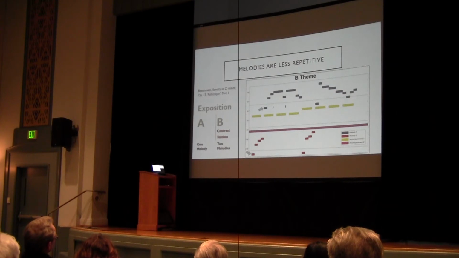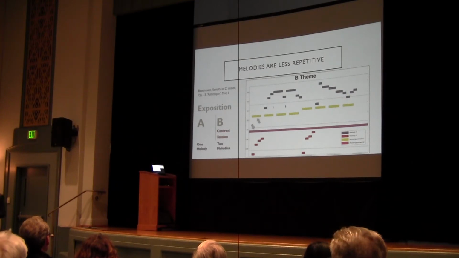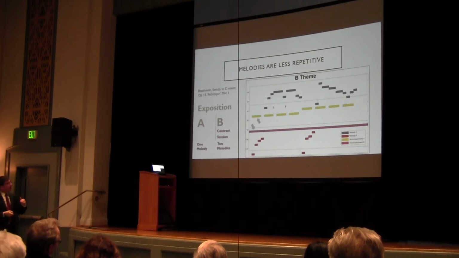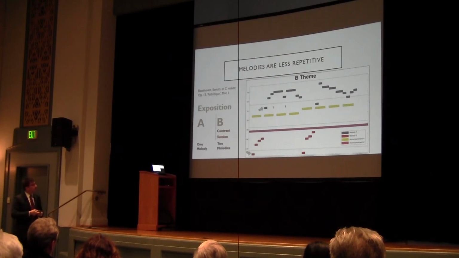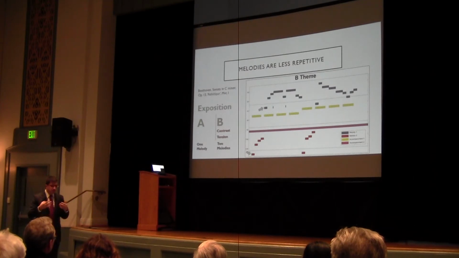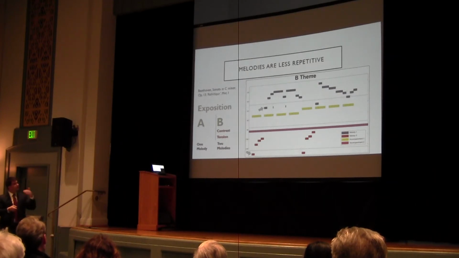If you look at the accompanying lines, this is the purple line and the yellow line in the B theme, they are highly repetitive. We don't need to hear the whole thing. It's the same four-note pattern again and again and again throughout the passage. The melodies, however, are a lot less repetitive. So there's a larger variety of rhythmic values and pitches and so forth in the melodies, and that creates more sense of interest, and that seems to be part of what causes the melodies to stand out from the accompaniments.